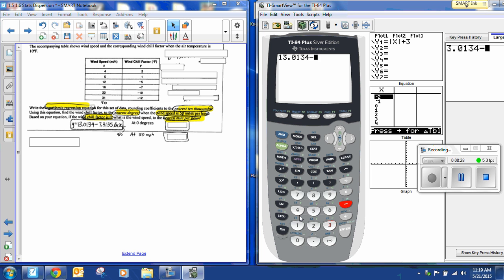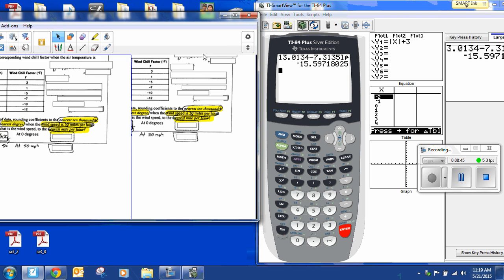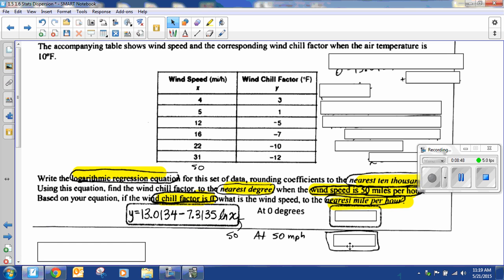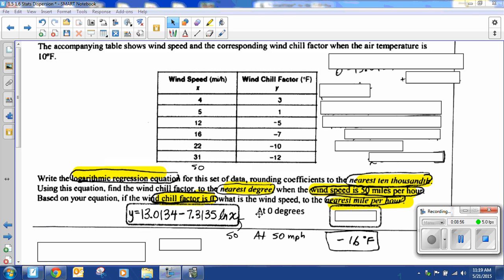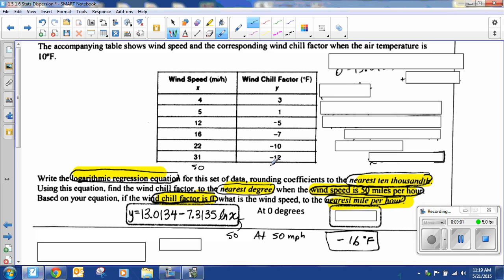13.0134 minus 7.3135 ln, and x is 50. Close the parentheses, enter, and we have negative 15.59, which they want in the nearest degrees, so it's negative 16 degrees Fahrenheit. Okay. We're almost done. Finally, we want to make a prediction. Let's just write this in. It's negative 16 degrees Fahrenheit.